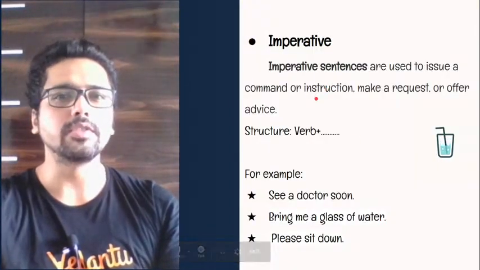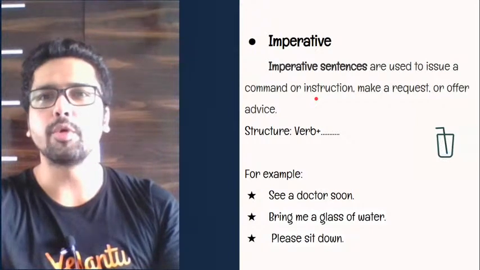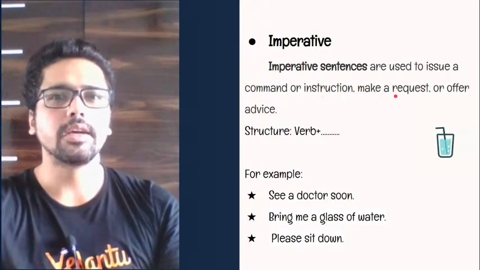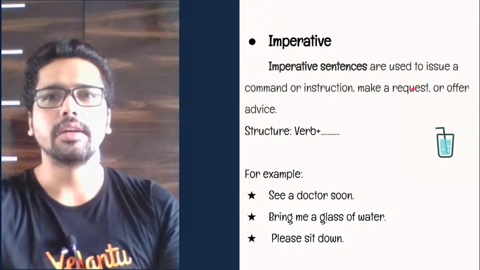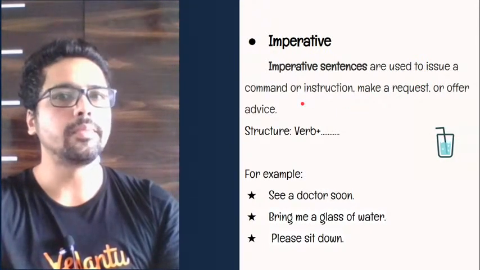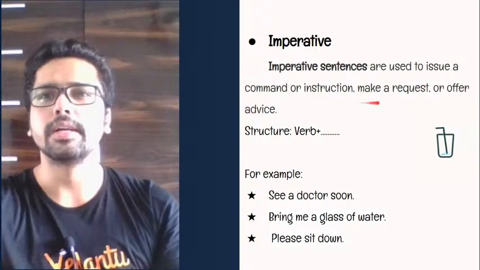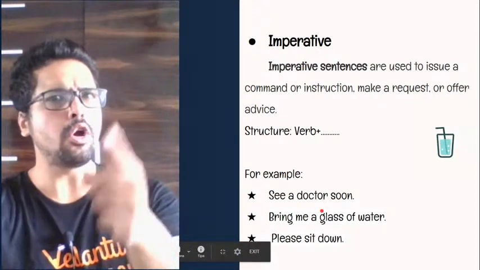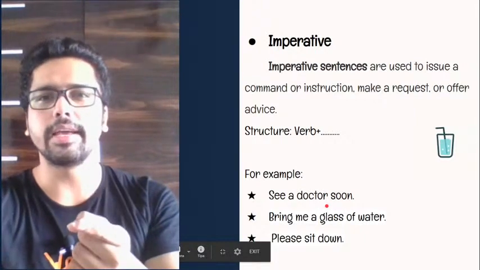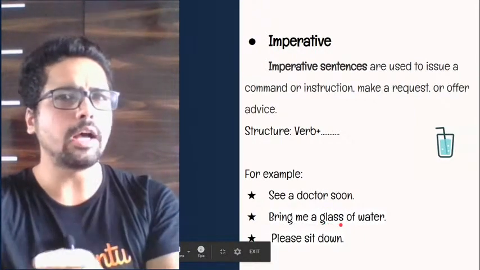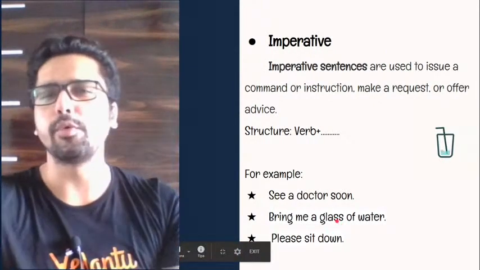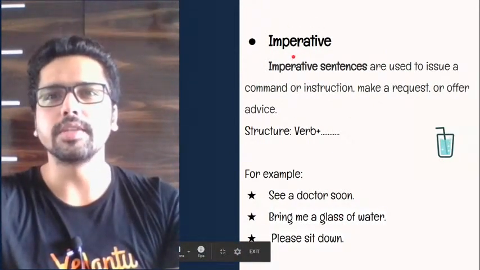And the imperative sentence. This is something we've already covered. I'm just doing a quick recap here, a quick revision. An imperative sentence is used to talk about a command, instruction, order, request, or even advice. So look at this here. See a doctor soon. This is like a suggestion. Bring me a glass of water. This is like an order. Please sit down. That's a request.